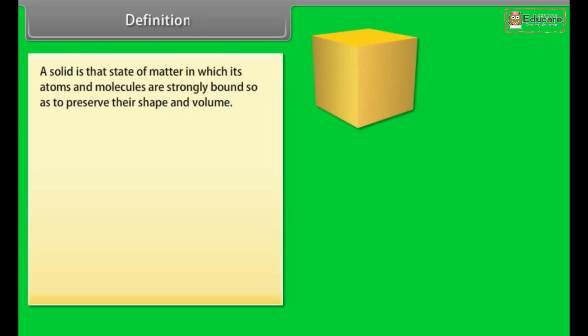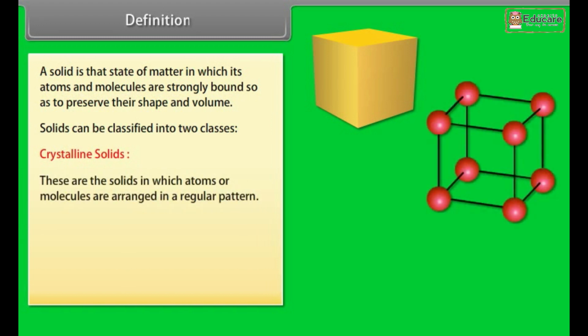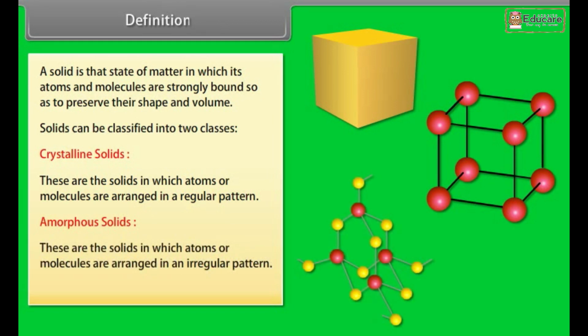Definition. A solid is that state of matter in which its atoms and molecules are strongly bound so as to preserve their shape and volume. Solids can be classified into two classes. Number 1. Crystalline solids. These are the solids in which atoms or molecules are arranged in a regular pattern. Number 2. Amorphous solids. These are the solids in which atoms or molecules are arranged in an irregular pattern. These solids are also called glassy solids.